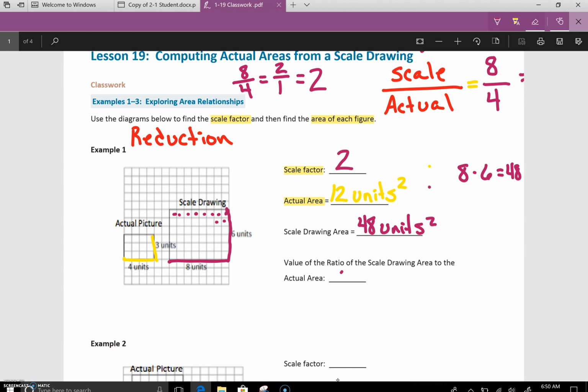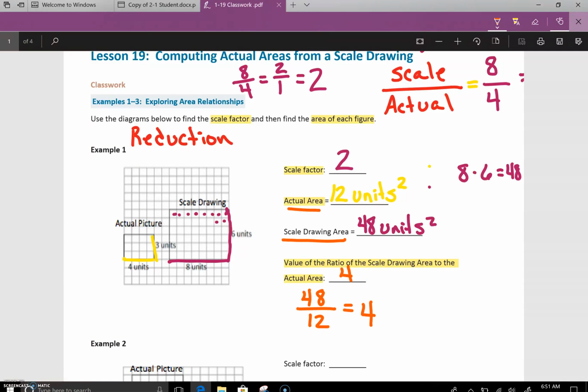Last thing we need to do is the value of the ratio of the scale drawing area to the actual area. Sounds super confusing. It's really not. We're looking right here. And here's how you do it. You still do scale over actual, but we're talking about area this time. So we're going to write our two areas as a fraction. Our scale drawing area was 48. Our actual area was 12. So you get 48 over 12. And this simplifies down to 4. 48 divided by 12 is 4. That's how you do it.